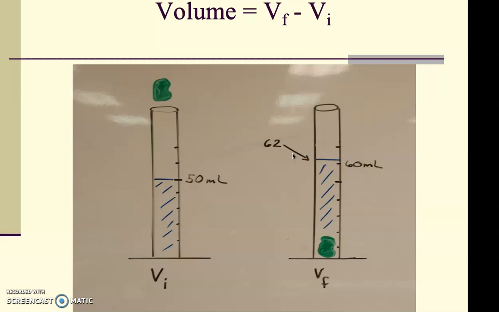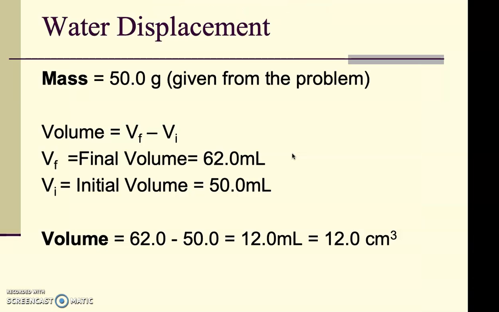Now here are the variables that we're looking at. Our mass is 50 grams, given from the problem. Let's calculate the volume. Remember, final minus initial. So it's 62 minus 50, which equals 12 mLs, and we convert that to centimeters cubed because it's a solid object.